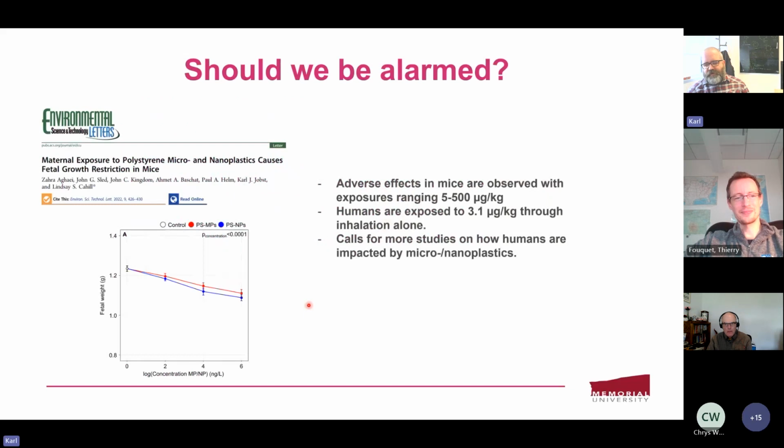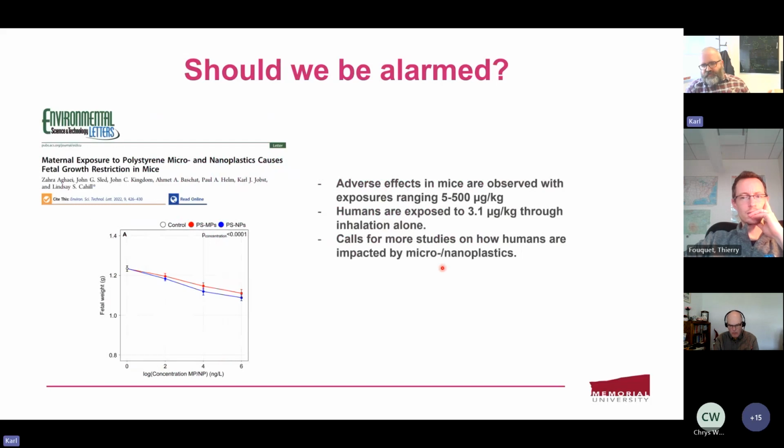Why our group became concerned in the first place was this study here that, as full disclosure, I was involved in. If you feed mice micro and nanoplastics at elevated concentrations, polystyrene nanoplastics will cause fetal growth restriction. What this data is showing is that the fetal weight, the weight of the babies, decreases with increasing concentration of exposed plastic.